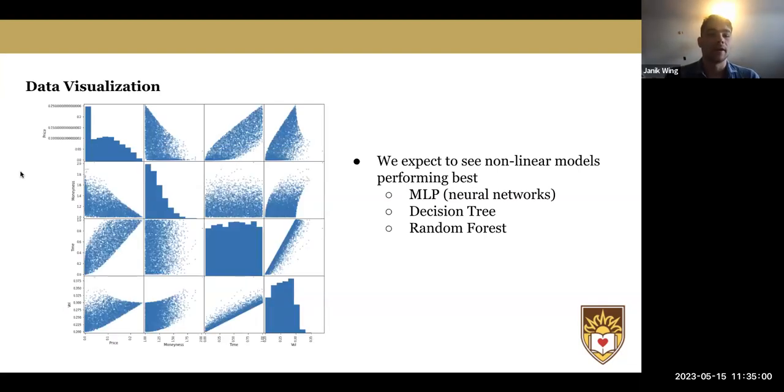Furthermore, if you look at the correlation between price, moneyness, time, and volatility, that would be the first row at the top, there isn't any obvious linear pattern or linear trend. So based on this, we expect the nonlinear models to perform the best. That would be MLP, neural networks, decision tree, random forest, and a couple more. Those are the main nonlinear performers.